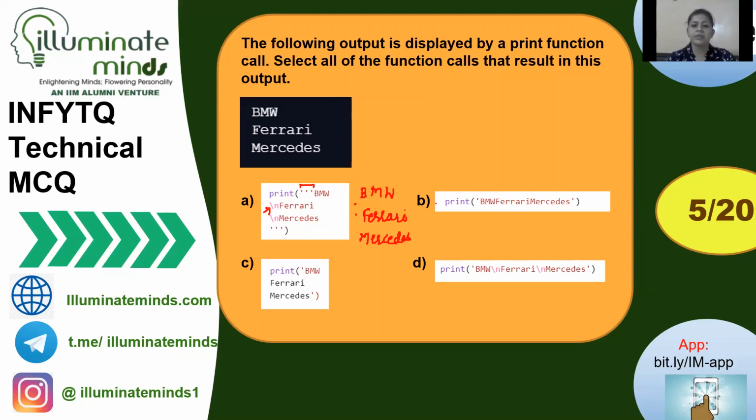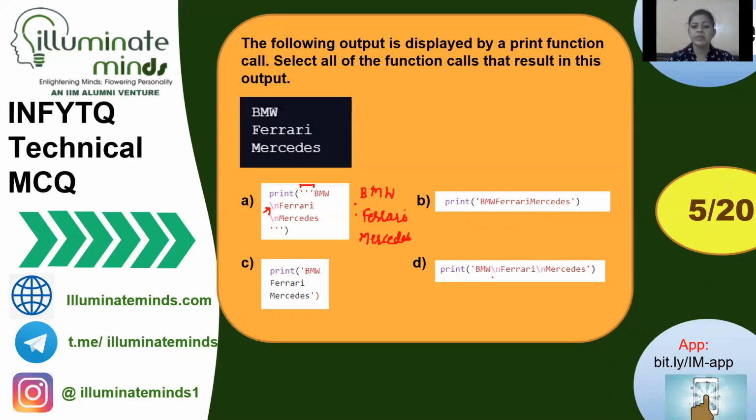Look at option B. It is simply BMW, Ferrari, and Mercedes. It will print like this in the same line, not the desired output. Third one, BMW, in the next line Ferrari, and then in the next line Mercedes, using a single print statement and single quotes. So this will give you an error because this is not allowed.